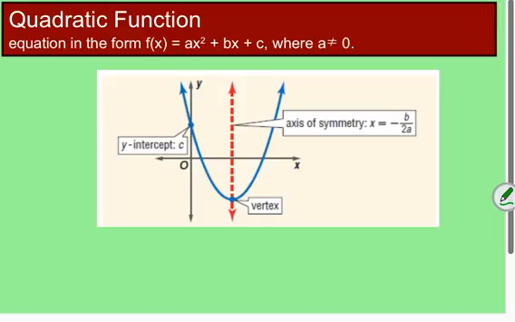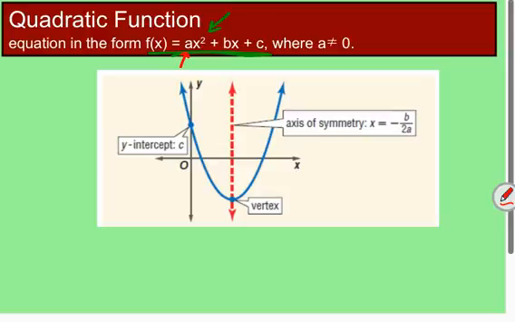So, quadratic function equations are in the form f of x equals ax squared plus bx plus c. The key is we have an x squared. It's a quadratic function. The a in front of that x squared tells you whether the parabola opens up or down. If a is positive, it opens up, just like we see right here. If a is negative, it would open down.